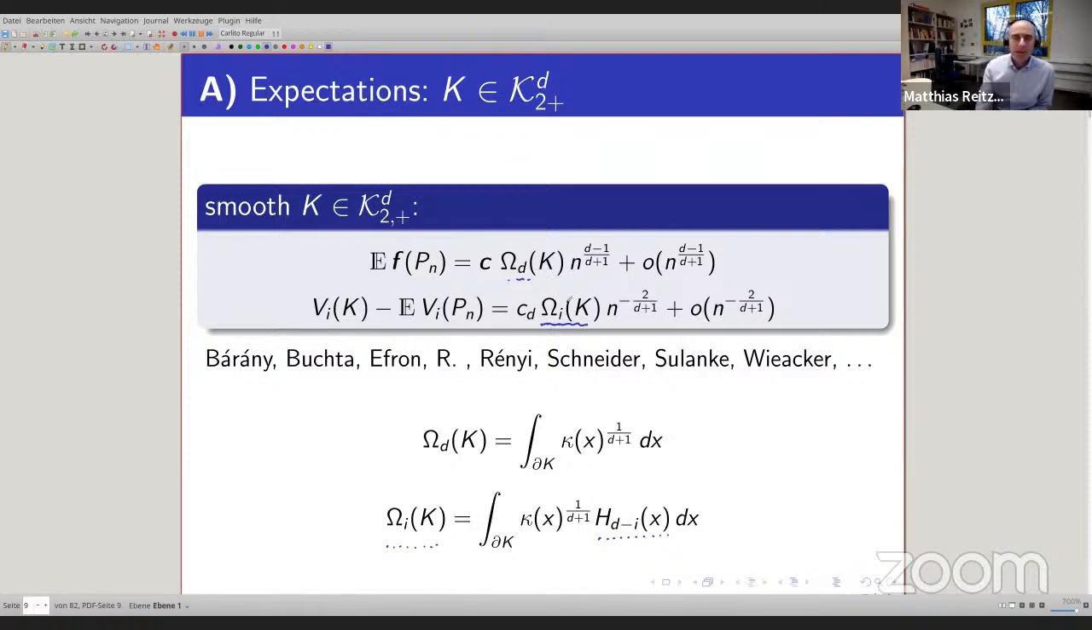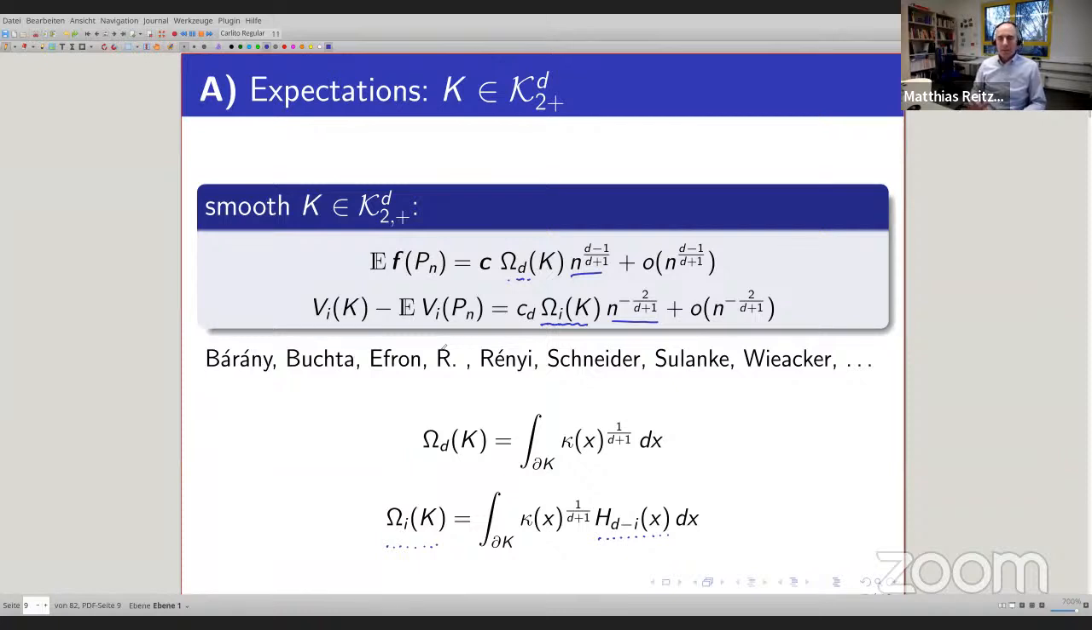And so the main point is, if the convex body is smooth like a ball, then this is always the same: n to the power (d-1)/(d+1) and n to the power -2/(d+1). So the first thing, it holds for the number of edges, vertices, facets, and all faces. So it's independent of which of the face dimensions you are counting. And for the ith intrinsic volume, the order is always n to the power -2/(d+1), independent of which of the intrinsic volumes you are interested in. So it's the same for the volume and for the surface area and also for the mean width and everything in between.